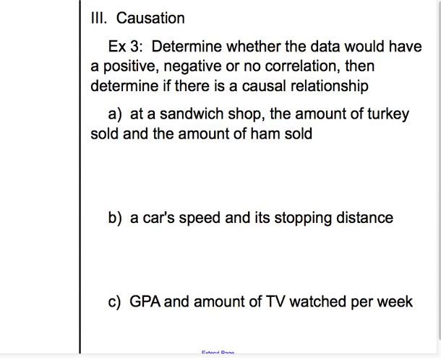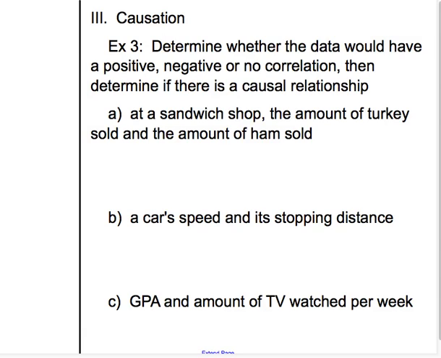All right, this last piece of information is talking about causation. So remember, causation is when one data value changes, what happens with the other data value. So first we're going to figure out whether the data would have a positive, negative, or no correlation, and then decide if that relationship is causal.